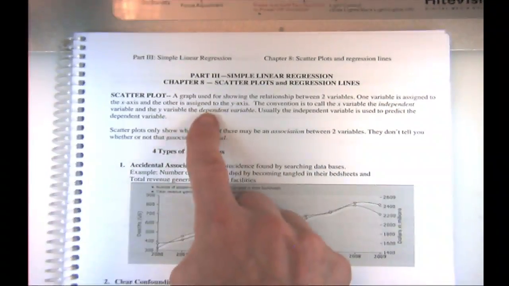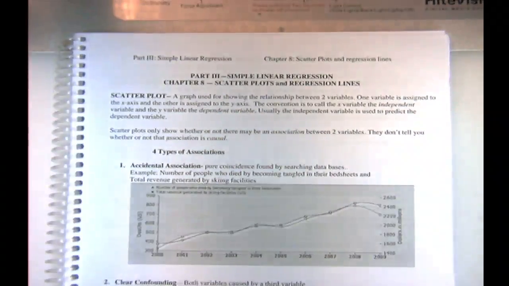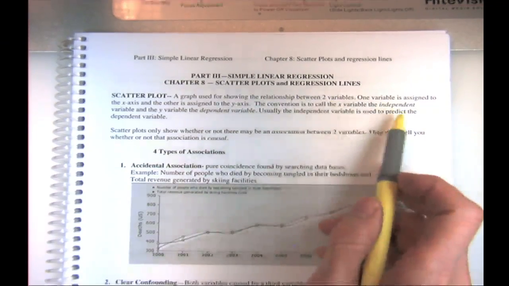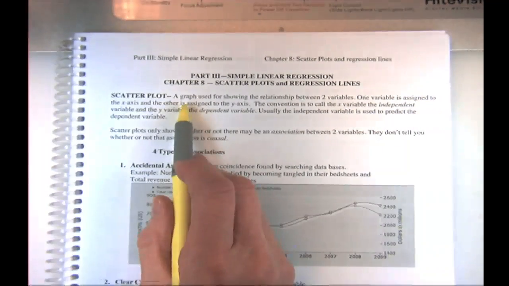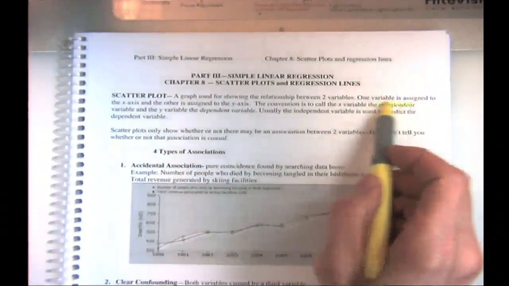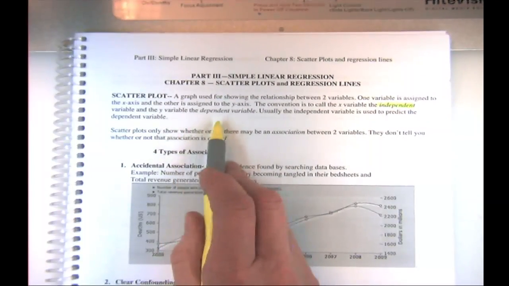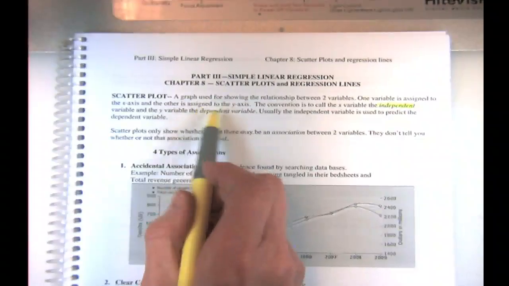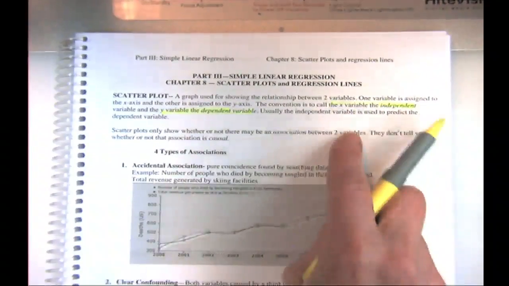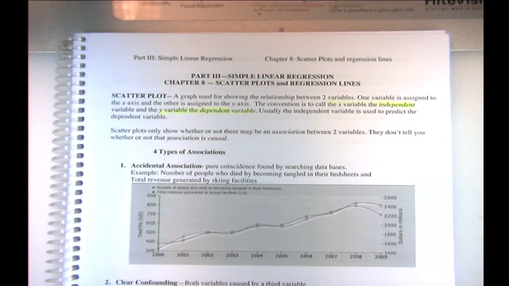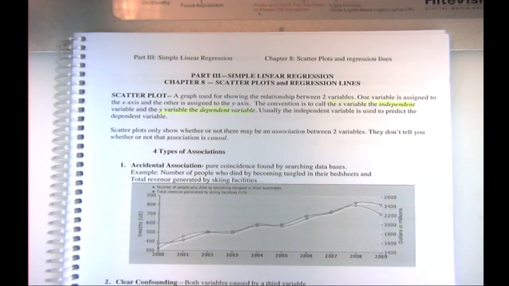And we use a scatter plot. That's a graph used for showing the relationship between two variables. We usually call one x and one y, and the one we assign to be called x is called the independent variable. Then we think of y as depending on the value of the x variable, so y is the dependent variable. Usually you think of the independent variable as used to predict the other one. So if you're predicting your final exam scores from your midterms, that is more likely than vice versa.